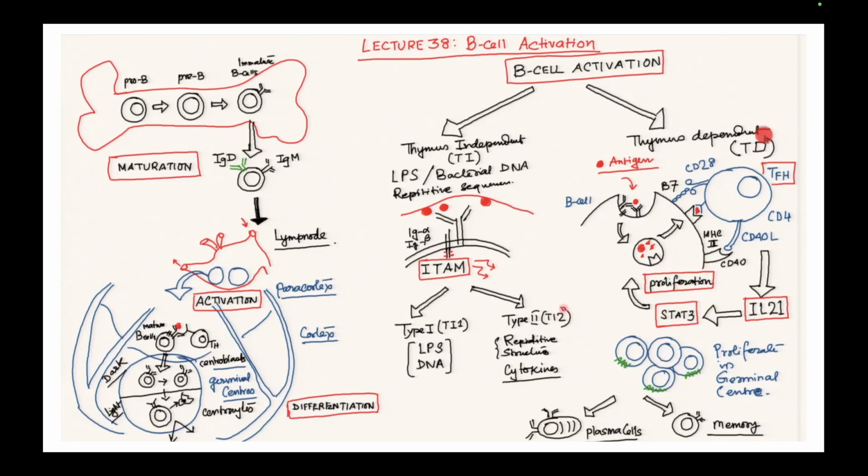Okay, so the proliferation of the B cells starts after all this interaction, and that is why, if the T cell is involved, it is called thymus dependent activation of the B cells. Then the proliferation in the germinal center starts, and on the surface of these B cells it starts expressing certain receptors, followed by their differentiation into the plasma cell and the memory cell.